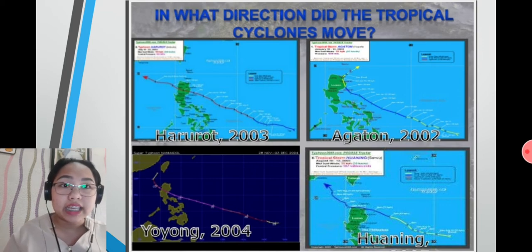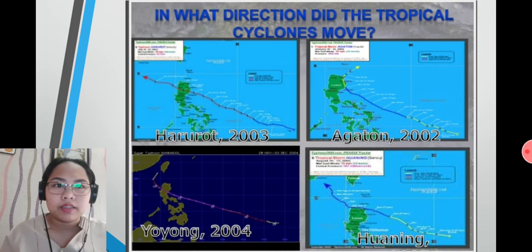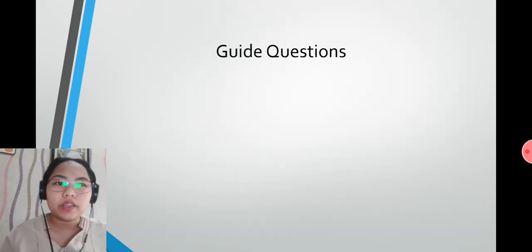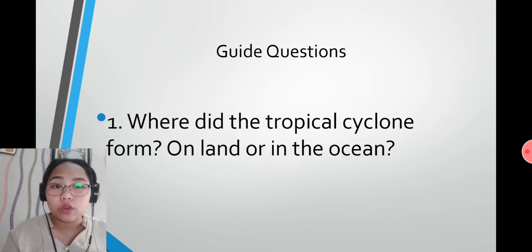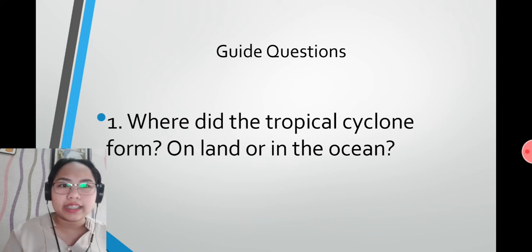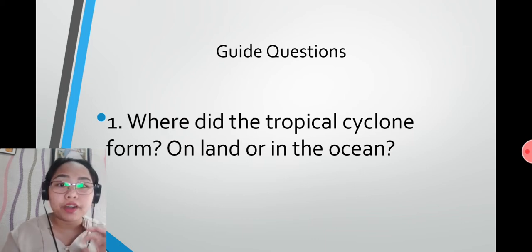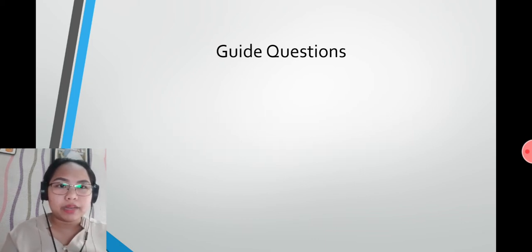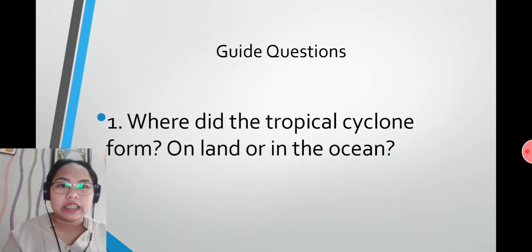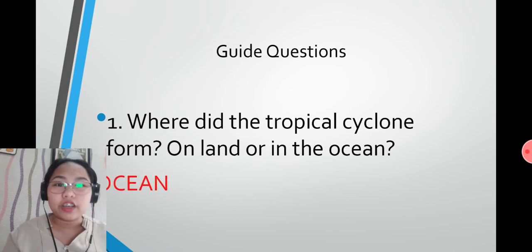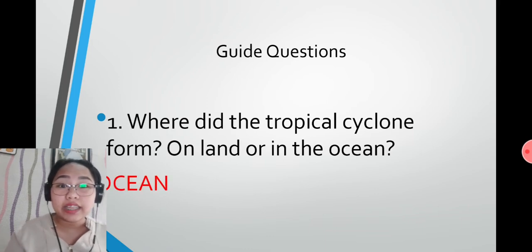So now, let's answer the guide questions. Number 1, where did the tropical cyclone form? Is it on land or in the ocean? So students, after describing the 4 maps, let us answer the following guide questions. What do you think, students, is the answer in guide question number 1? Correct. So, it occurred in the ocean.